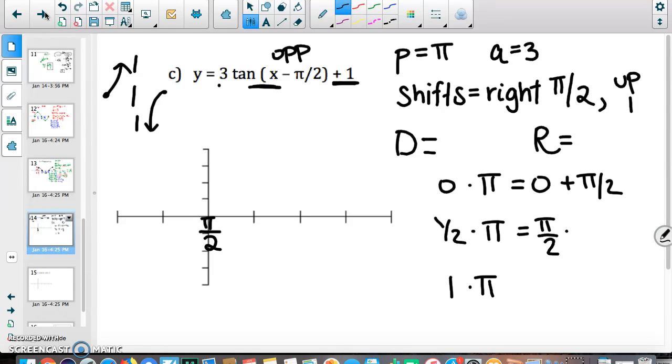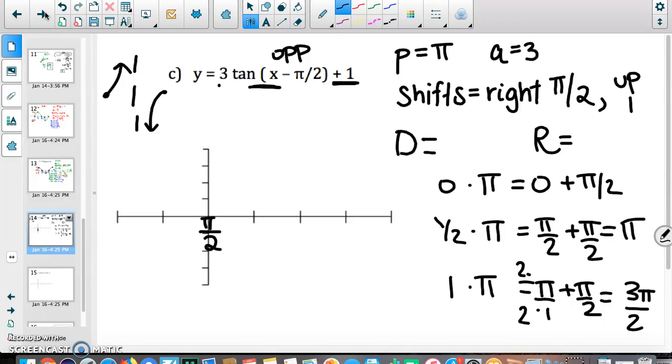My middle is going to be pi over 2 plus pi over 2. That's just pi. Pi plus pi over 2. You want to get a little common denominator here. Looks like that's going to be 3 pi over 2. So I'm going to make this 3 pi over 2, and this pi. Awesome. So again, that's my general shape there.